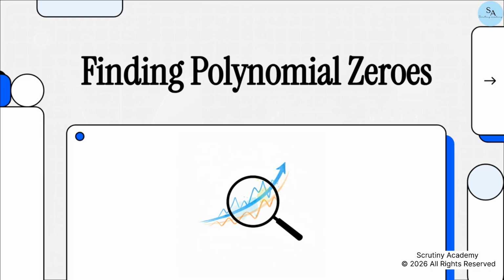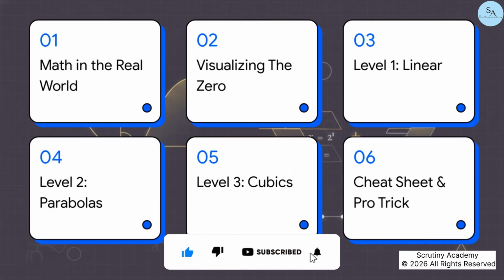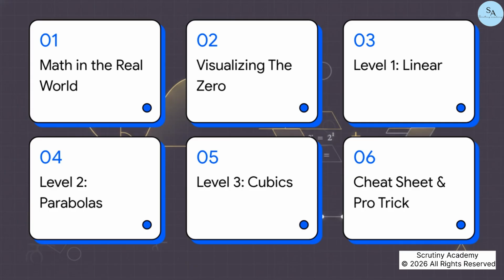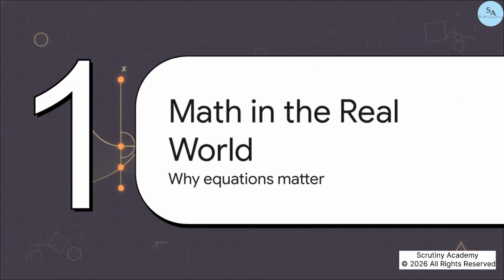We're going to take it just one step at a time, looking at the pictures before we ever worry about the formulas. So here's our quick roadmap for today. We'll kick things off with math in the real world, visualize what a zero actually is, and then work our way up through 3 levels of difficulty: linear, parabolas, and cubics, before wrapping up with a really handy cheat sheet and a pro trick.